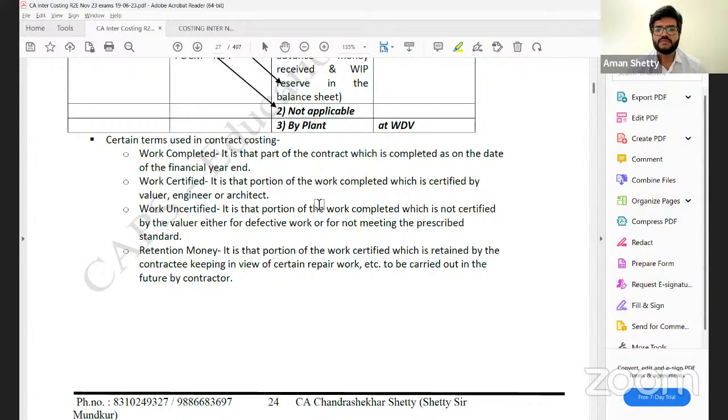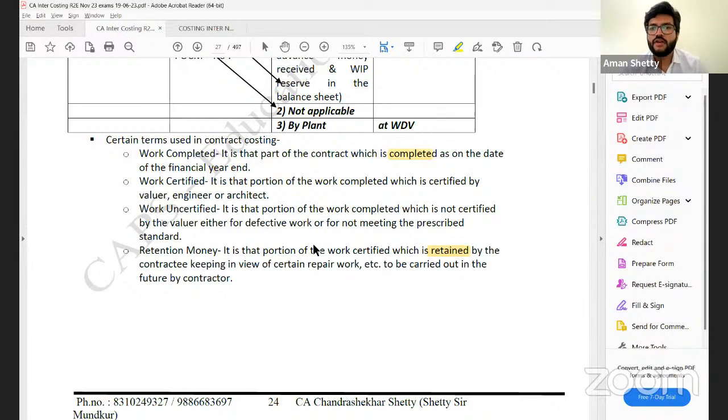Certain terms used in contract costing. Work completed is that part of the contract which is completed as on the date of the financial year end. Work certified is that portion of the work completed which is certified by the valuer, engineer or architect. Work uncertified is that portion of the work completed which is not certified by the valuer, either for defective work or for not meeting the prescribed standard. Retention money is that portion of work certified which is retained by the contractee, keeping in view certain repair work, etc. to be carried out in the future by the contractor.